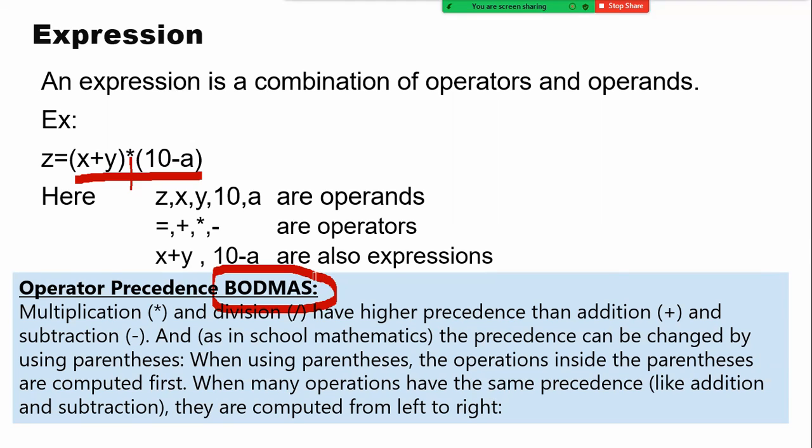Now, what does BODMAS mean? BODMAS is a simple principle that we use for the evaluation of expressions. Whenever I have an expression, which is a combination of operators and operands, and I'm using multiple operators, how those operators have to be evaluated is decided based upon the BODMAS principle. This is the basic mathematics we have learned. The same thing is also applied here in the case of normal expressions.